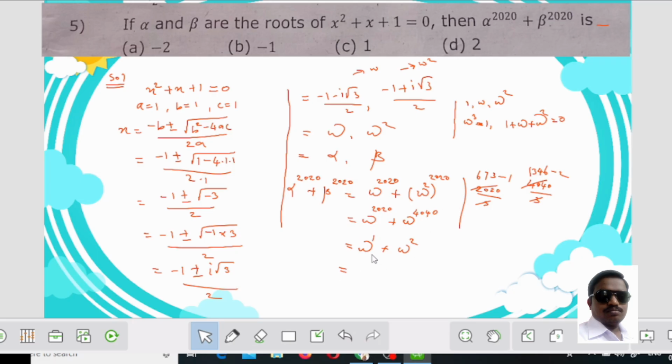So finally we got omega plus omega square. We know very well 1 plus omega plus omega square equal to 0. This will give omega plus omega square equal to minus 1. So we can write omega plus omega square as minus 1. So minus 1 is the right answer. This is option B.